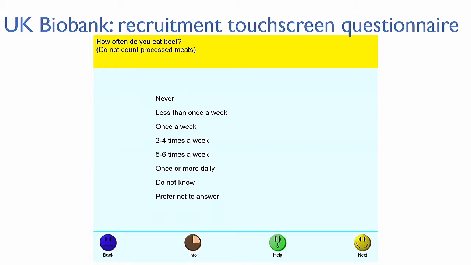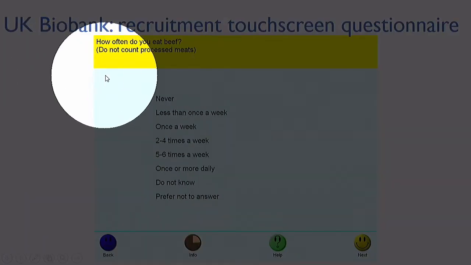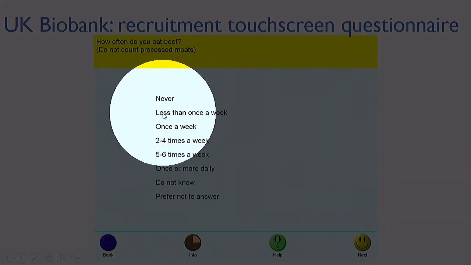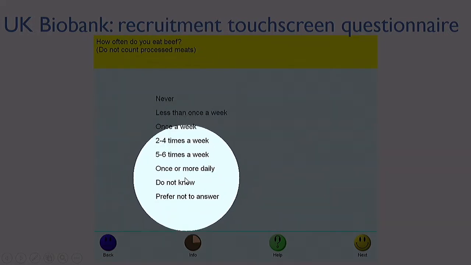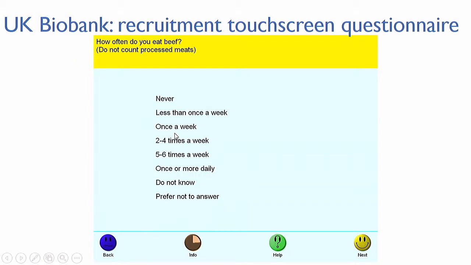So this is what the questionnaire looks like. This is the touchscreen questionnaire that all 500,000 did at recruitment. So for example, this says, how often do you eat beef? Do not count processed meats. And then the participant just touches which of these options corresponds to them. So it is really a food frequency questionnaire, but with a different format, with 1 page per food item.